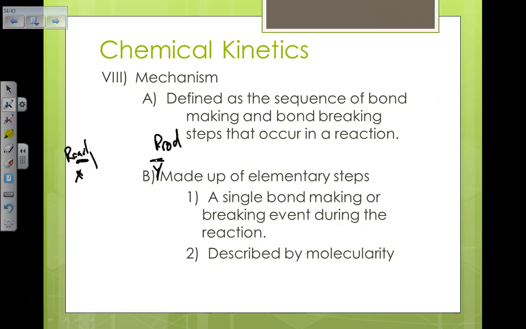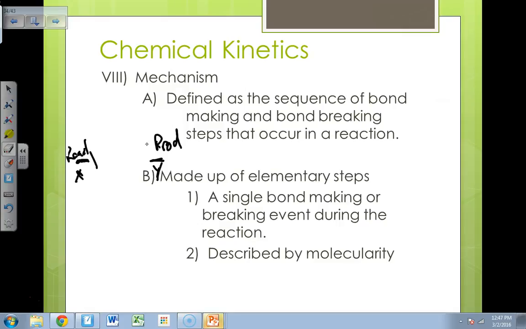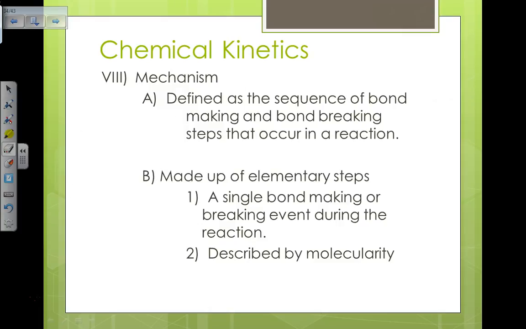Now, a mechanism is made up of steps. You can imagine that it's like following a recipe. How do the molecules get from reactants to products? Well, they go through step 1, step 2, step 3. And each of those steps is called an elementary step. An elementary step is one single bond-breaking or bond-making event that happens during the reaction. And we can describe those steps by something called molecularity.